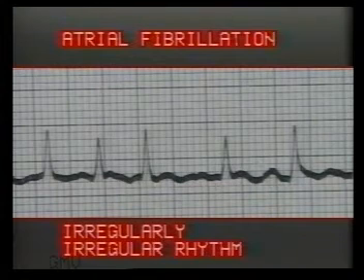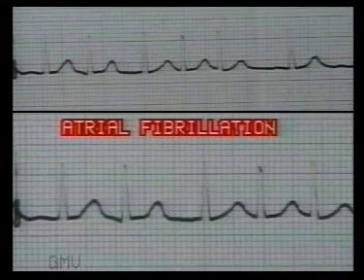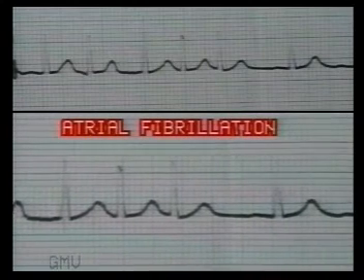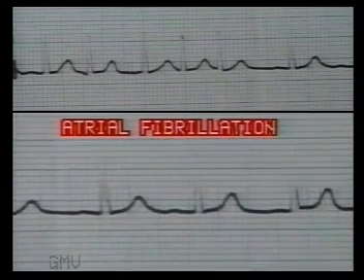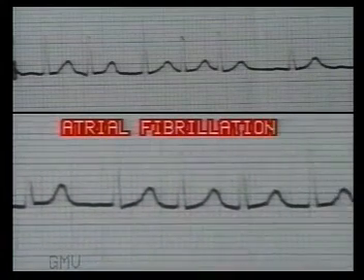Atrial fibrillation. In this ECG, the QRS complexes are seen at irregular intervals. There are no P waves preceding the QRS complexes, and the baseline is finely irregular as if vibrating. This is atrial fibrillation. Note the finely irregular baseline and irregularly occurring QRS complexes. This ECG shows irregular rhythm. Fibrillation waves are not seen, but the very notable feature is the absence of P waves.